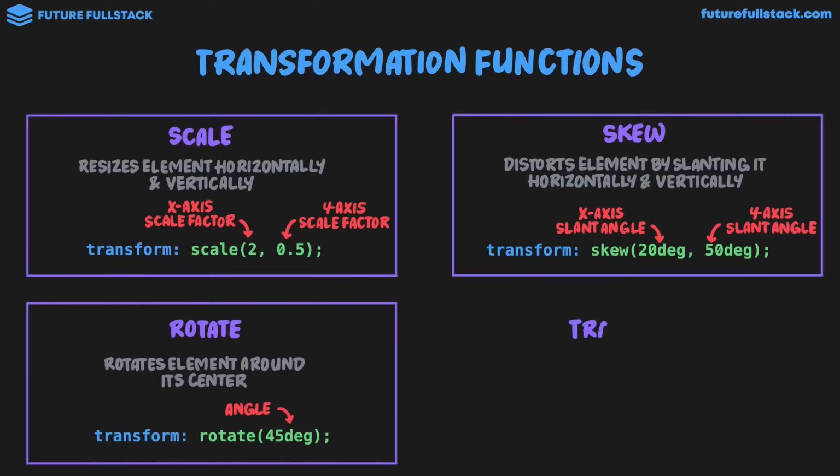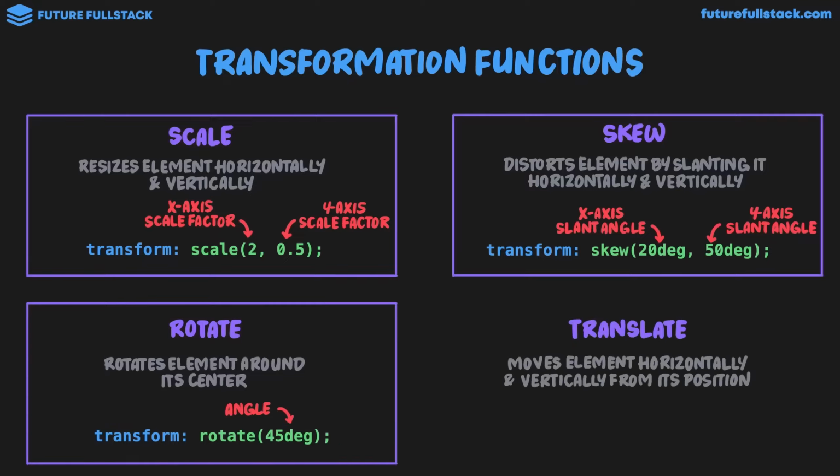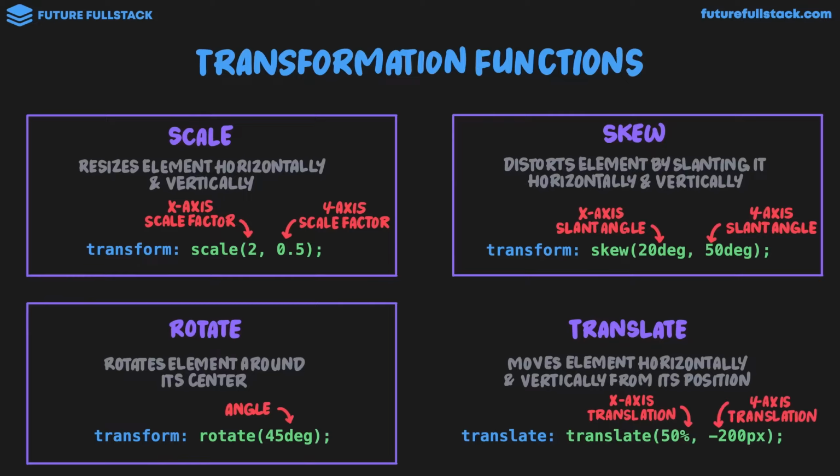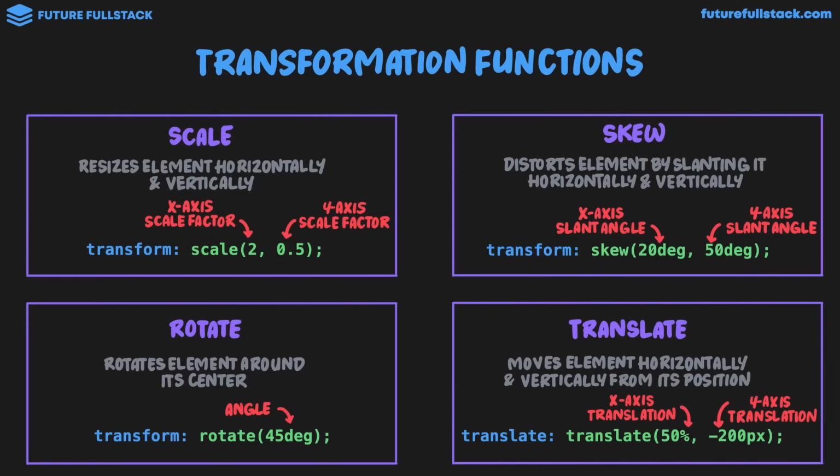The last function was translate, which moves the element horizontally and vertically from its position. It looks like this, where the first value is the x-axis translation. In this case, a percentage value is used, and the second value is the y-axis translation. In this case, a negative pixel value is used. So let's go play around with these inside VS Code.